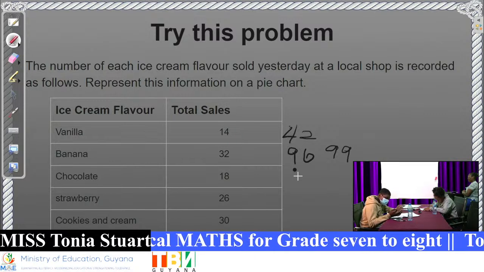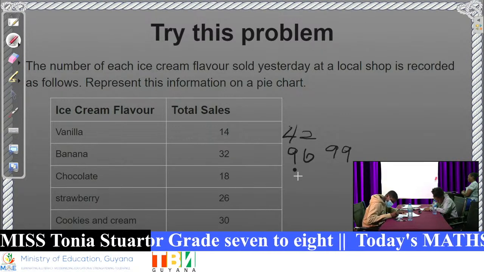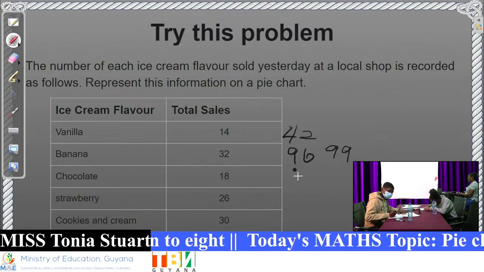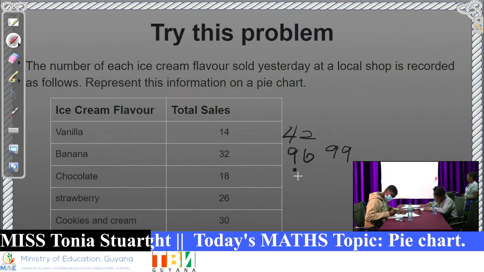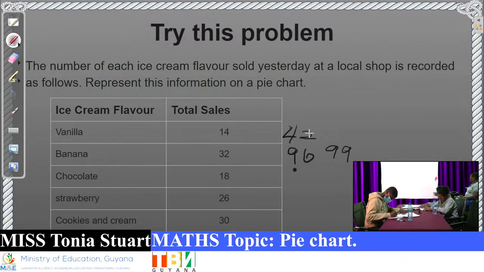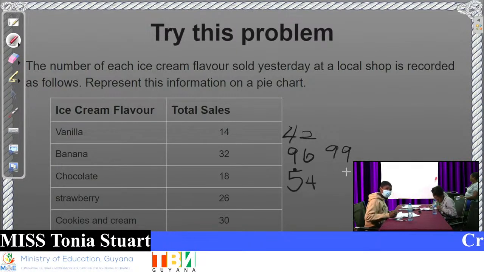Let's see. Strawberry, how much? 54. And chocolate, what for chocolate? I have 54. Same. Aliyah? Same. I have 54 too. Okay.